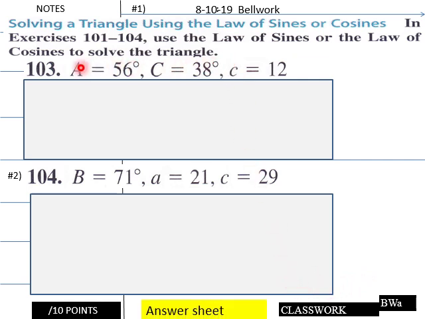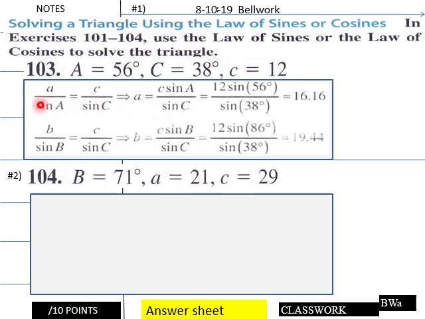For our solutions today, we have A equals 56 degrees, C equals 38 degrees, and side length c is 12. With that information, we have a over sine A, c over sine C, and for a we need c sine A over sine C. When we cross multiply and solve for a, c sine A over sine C will equal, plugging in, 12 sine 56 over sine 38, which gives us 16.16 for a.